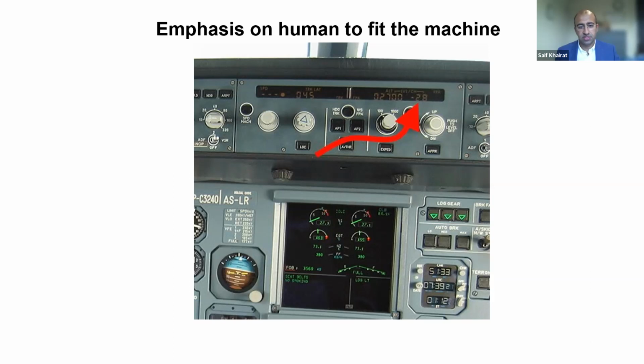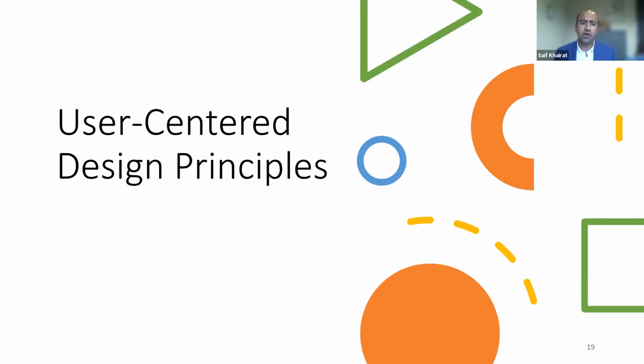This is a very famous example from aviation, where this plane crashed. The reason why is, you see the number here in the red arrow is -28. So the pilot thought it was -28 when it was -2.8. So we need to flip it, where the machine fits the human expectations and not vice versa. So let's talk about ways to mitigate these problems.